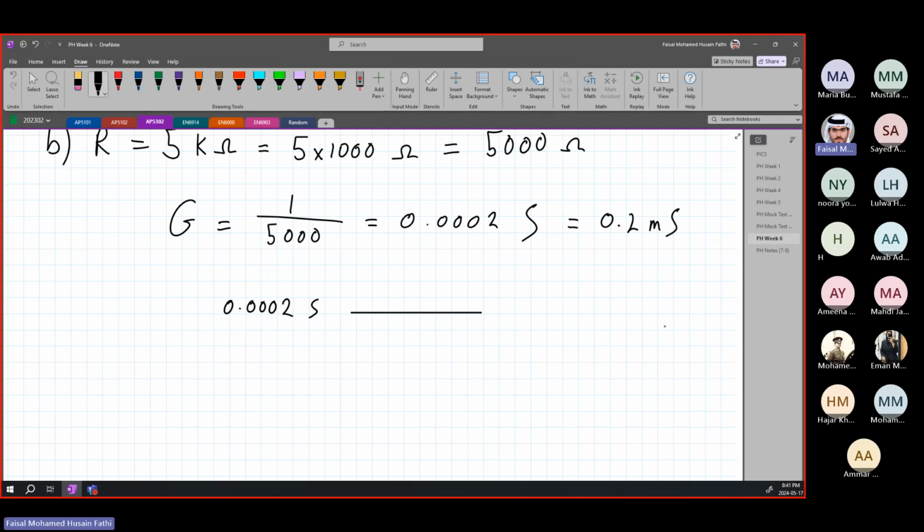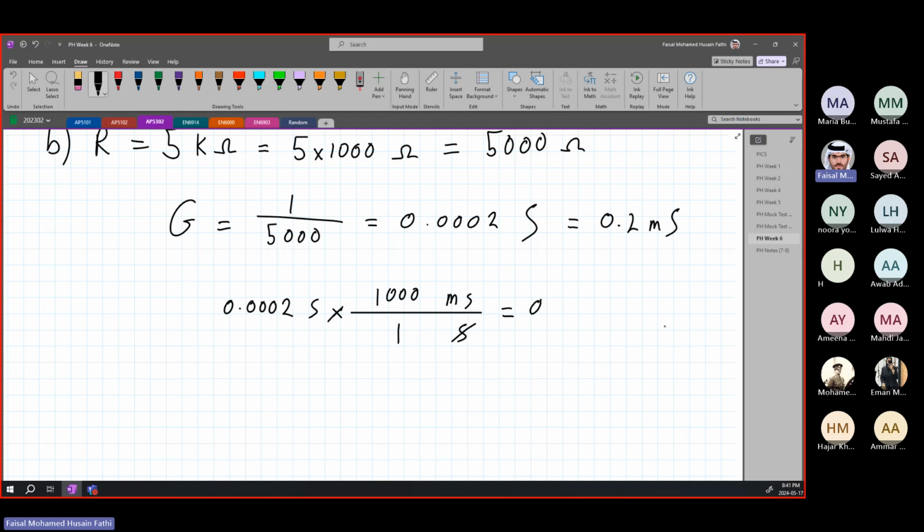Just in case, the question wants it in millisiemens. So what are we trying to cancel? We're trying to cancel Siemens. What are we trying to put instead? We're trying to put millisiemens, all right? We know that 1 Siemens is 1,000 millisiemens, okay? So we're going to be canceling our S and S. We're going to multiply 0.0002 by 1000. So it is going to give us 0.2 millisiemens.